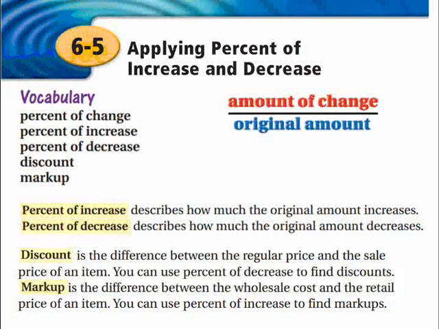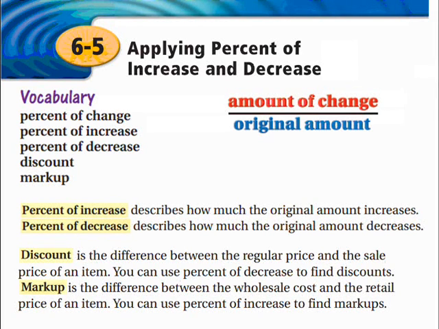Percent of increase and percent of decrease are simply specific types of percent of change. In the first, of course, it is when the quantity increases above the amount of the original, and the percent of decrease, therefore, when the quantity decreases to an amount less than the original amount.